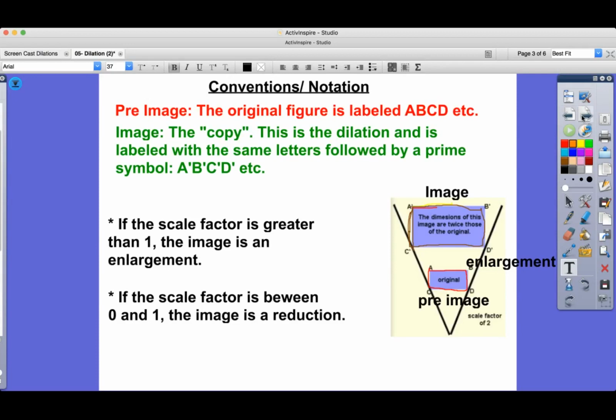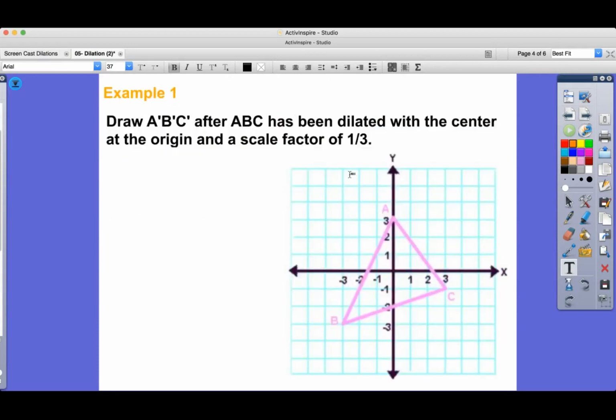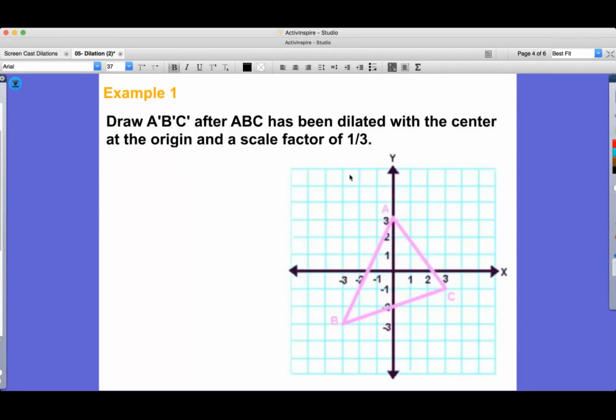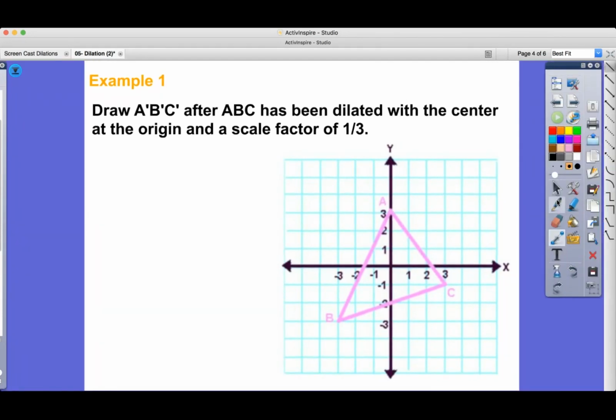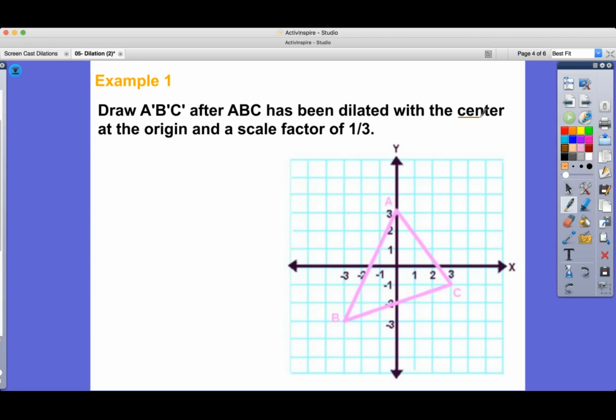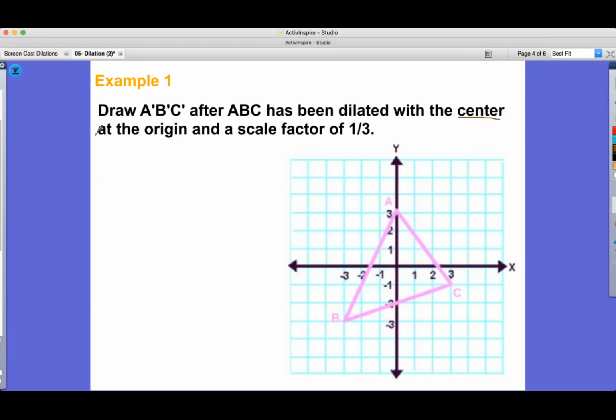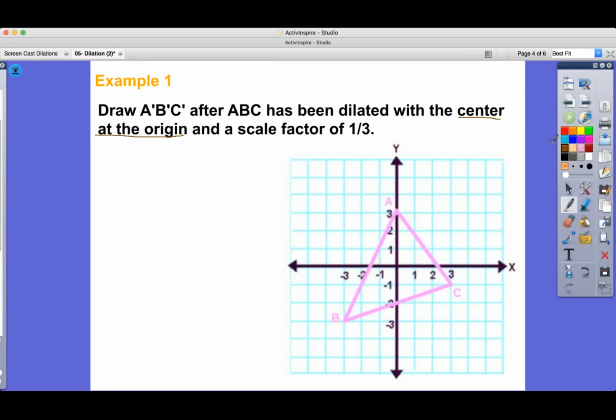Okay, let's take a look at an example. So example 1, it says draw A prime, B prime, C prime after ABC has been dilated with the center at the origin. So this part is very important. So let me actually highlight this. So the center is at the origin and a scale factor of 1/3. So now in this class, we're only going to be looking at figures that are centered at the origin.